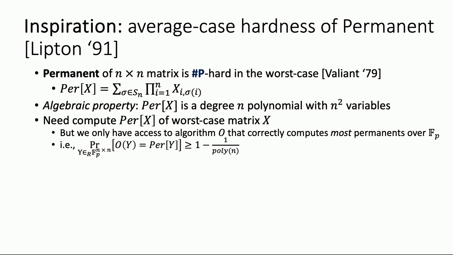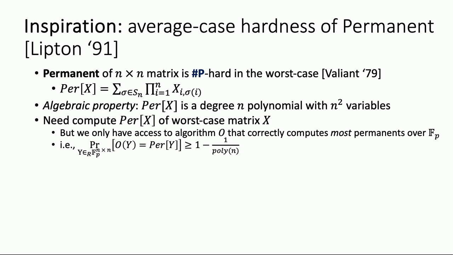But I only have access, in my pocket, to a faulty algorithm. It's an average-case algorithm. Here's what it is. I'm going to call it O. It's an algorithm that works to correctly compute most permanents over my finite field, the permanent of most matrices with entries in F_p, for sufficiently large p. So in other words, here's what O does. We give it as input a matrix Y, and it outputs something that agrees with the permanent of Y with high probability. Let's say probability 1 minus 1 over some polynomial, to be determined in a moment.